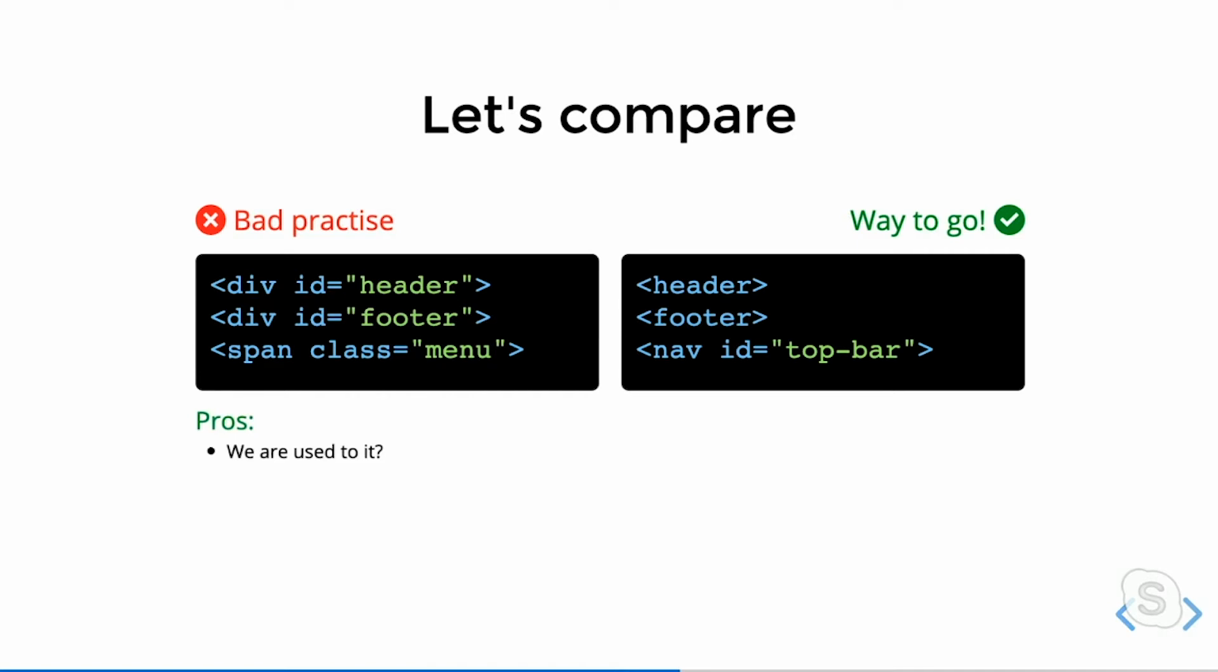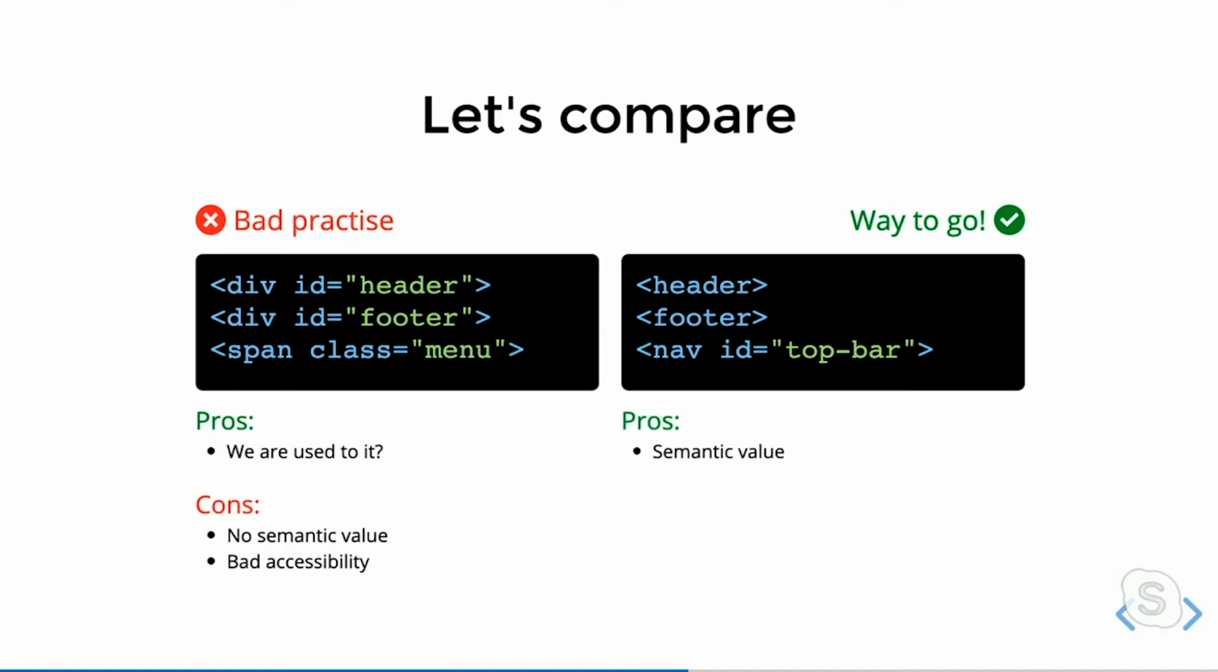So on the left side, we have the bad one, how you shouldn't do it, but still we want to compare why it's worse than the new way using HTML5. The advantage of this one could be that we are used to it. It's easy for us to keep writing it this way, because we don't have to think about it. But on the other hand, it has no semantic value, and it's really bad for accessibility.